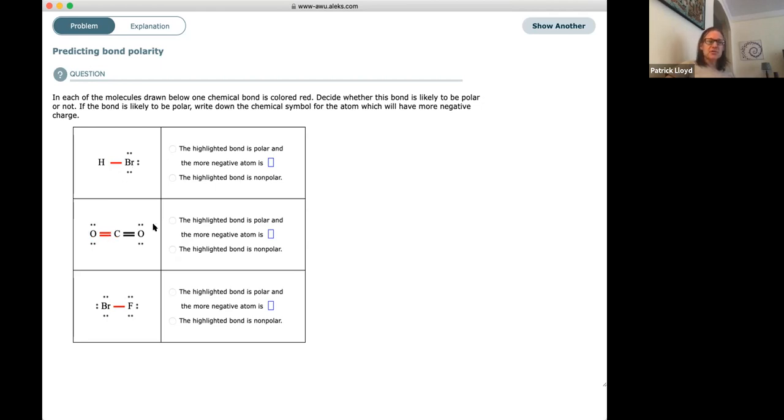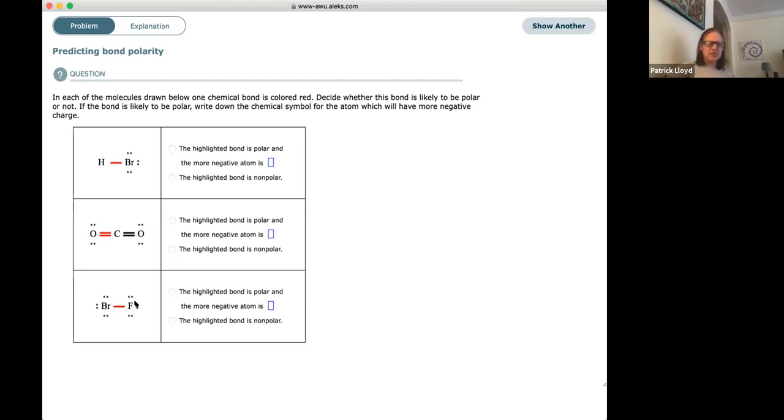Looking at this bond here, it turns out CO2 is nonpolar, but the individual bonds are polar. So we treat a double bond and a triple bond just like a single bond in terms of this discussion. And you've got carbon, which is 2.5, and you've got oxygen, which is 3.5. Well, that's a difference of 1.0. So definitely it's polar covalent, and the oxygen has the higher value. So the more negative atom is the oxygen.